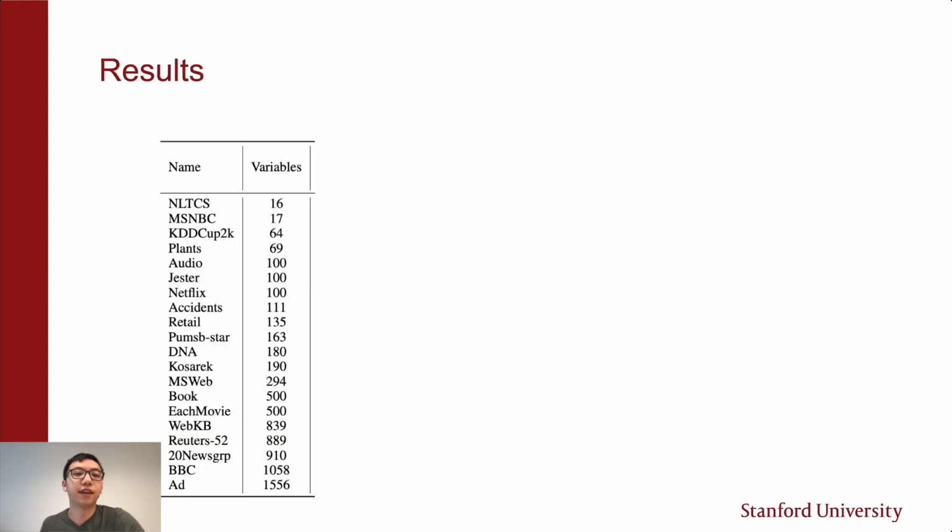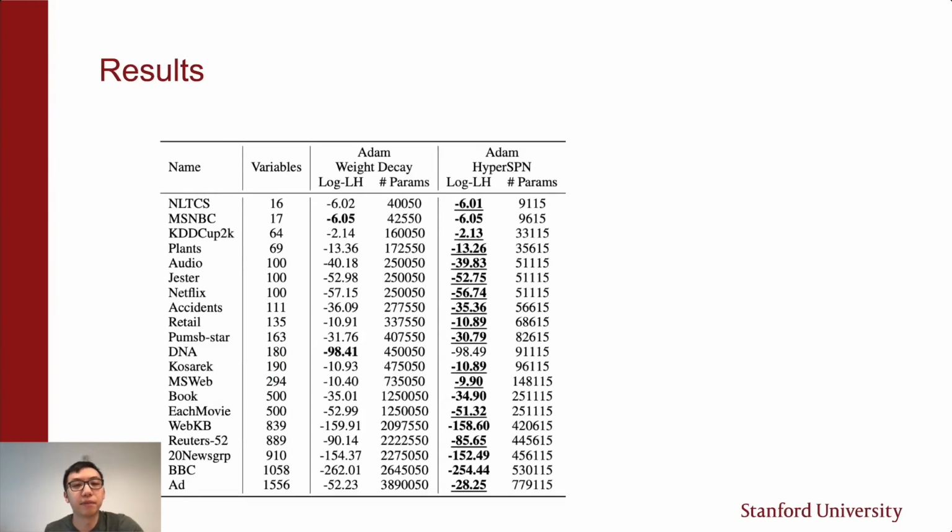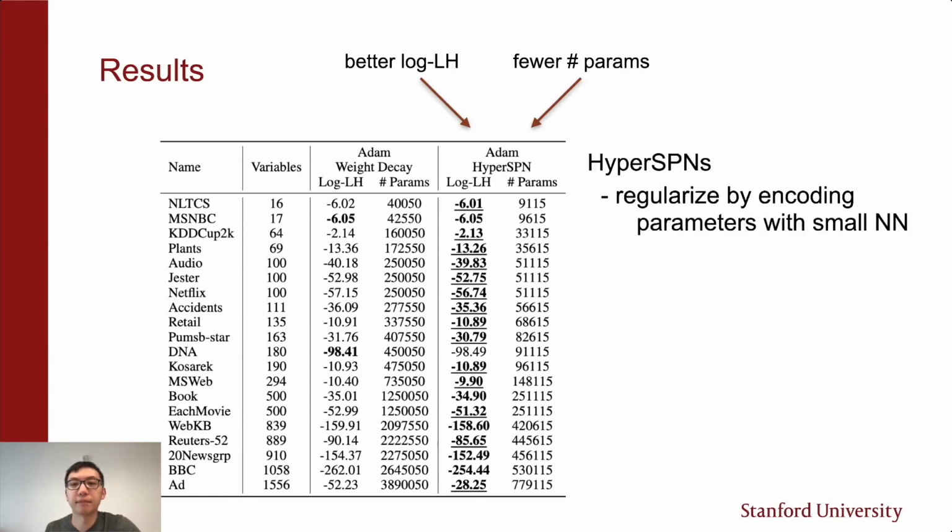And here are results on benchmarks with binary variables ranging from 16 variables to 1500 variables. On the left, we see the performance when using weight decay, and on the right, we see the performance when using HyperSPNs for regularization. We see that we give better log likelihoods while using fewer trainable parameters when using HyperSPNs. In summary, HyperSPNs regularize by encoding parameters with a small neural network and using low-dimensional embeddings.